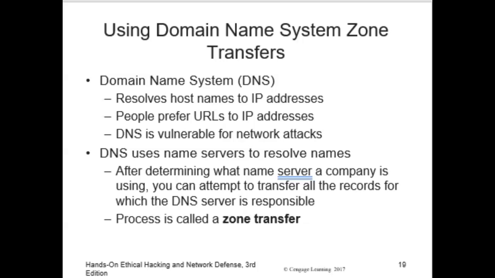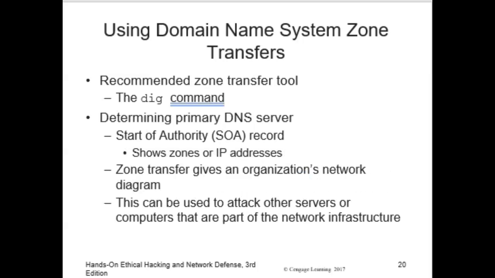So anyhow, that's beyond the discussion here. People would much rather memorize the URL than an IP address, is my point. Unfortunately, using URLs comes with a high price. So we have these DNS servers. This is a major area of potential vulnerability. Now, after you determine what name a server is using, you can attempt to transfer all the records, so you will know how their DNS server is going to resolve, and that's called a zone transfer.